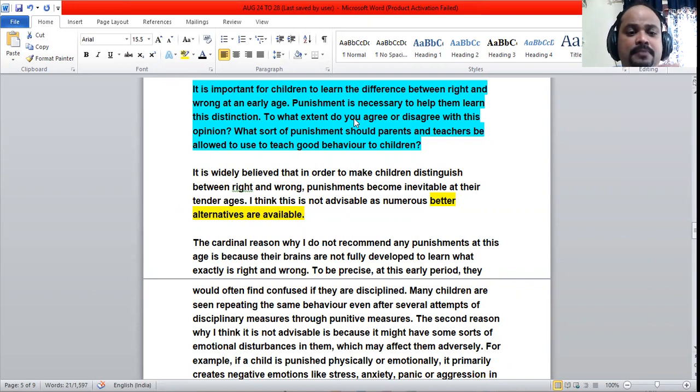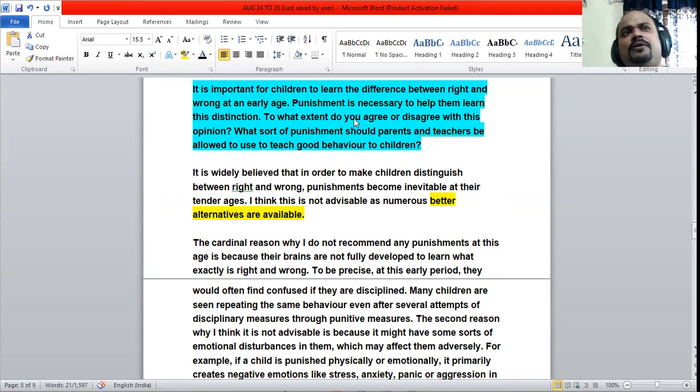Hi everyone, today we are going to discuss a task 2. This is a problem solution question, so it's an ideas question. Actually, it is not an ideas question. It is a mixture of opinion questions. So there is an opinion question here. To what extent do you agree or disagree with this opinion? And they're asking some sort of opinion. So what sorts of punishment should parents and teachers be allowed to use to teach good behavior to children? So this is actually a mixture of questions.